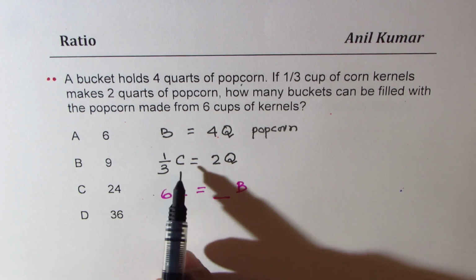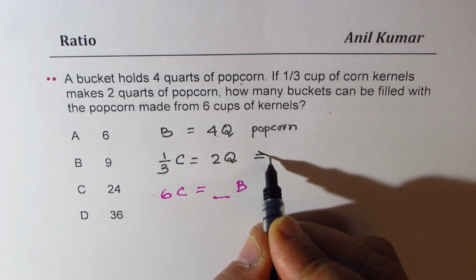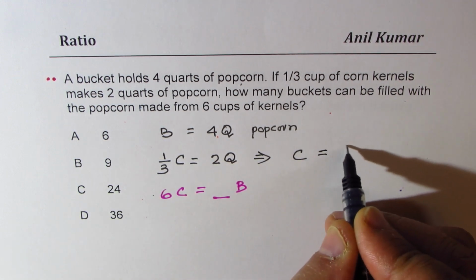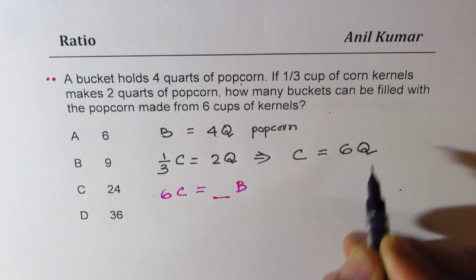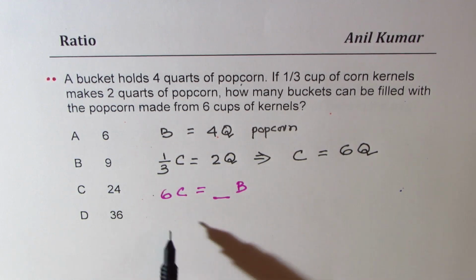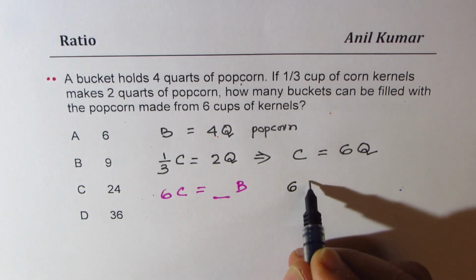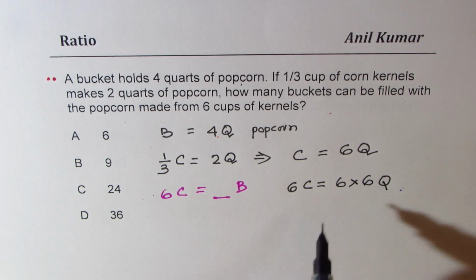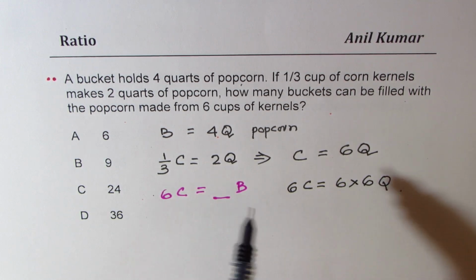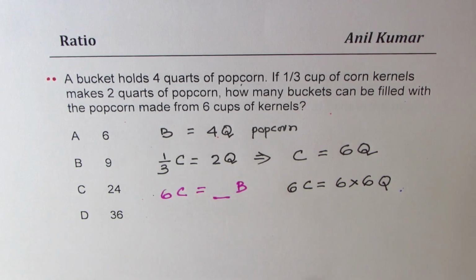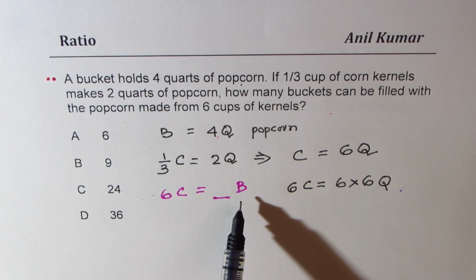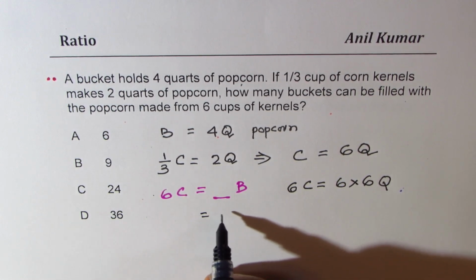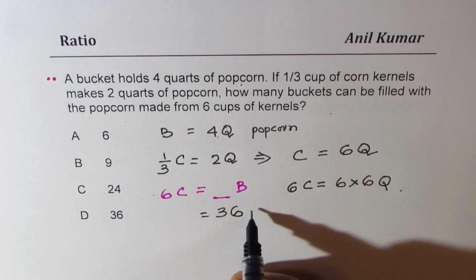Now from the second equation, we can write that each cup, if I take 1 cup and cross multiply, I get that is equal to 6 quarts. You get an idea. So each cup is 6 quarts. So how about 6 cups? So 6 cups will be 6 times 6 quarts. Right? Now we also know that 4 quarts is a bucket. We want to find how many buckets. Is that okay? So you could do that with 6 quarts, we get how many? We got 36 quarts.